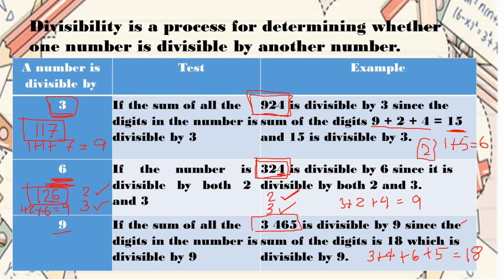So, now we have learned how to identify if a number is divisible by 3, 6, and 9. So, thank you for listening, and I hope you've learned.